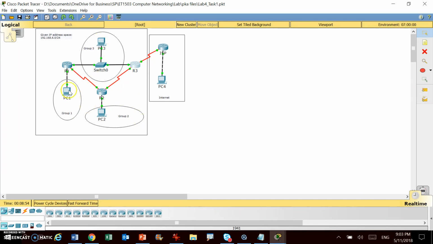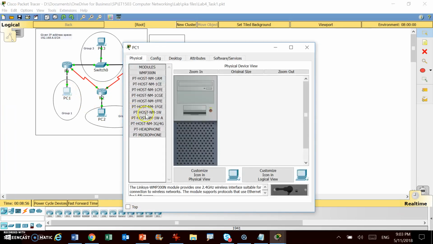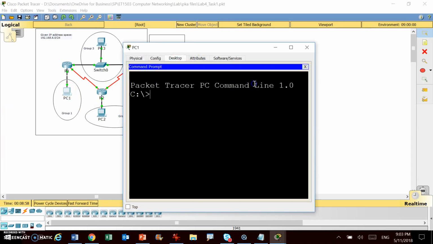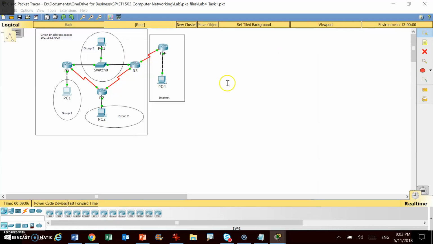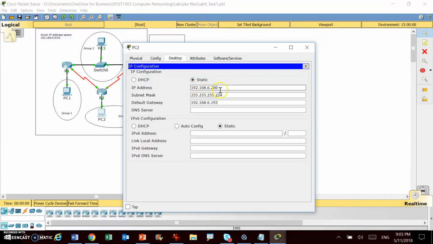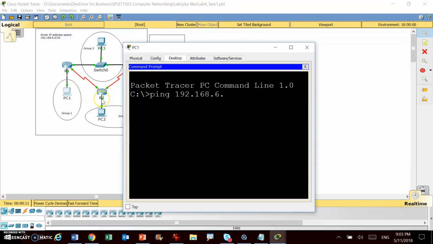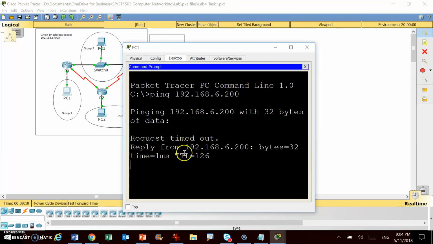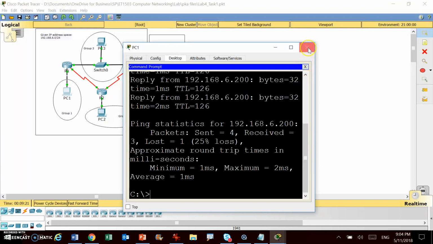Let's try. PC1 ping to 192.168.6. Let's look at the IP address of PC2. PC2 IP address is 6.200. So the reply comes back.